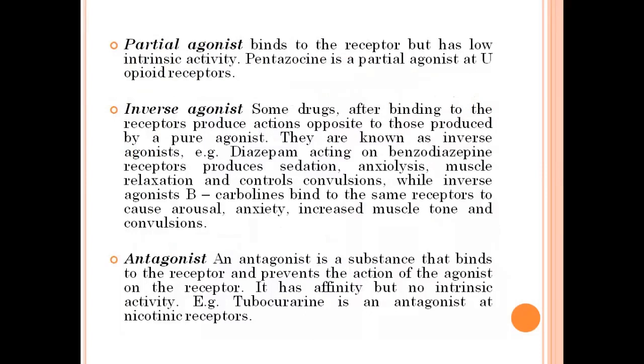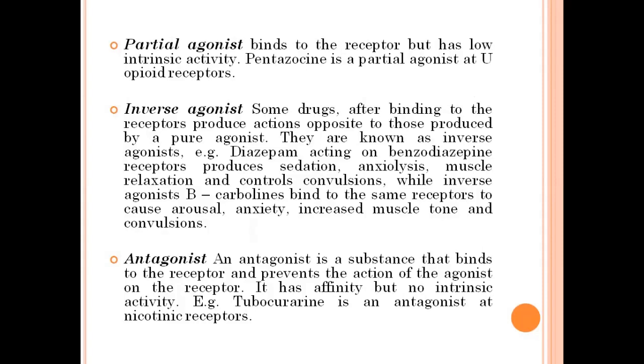Next, we see partial agonist. Partial agonist binds to the receptor but has low intrinsic activity. Pentazocine is a partial agonist at the mu-opioid receptors. Okay. So what is a partial agonist? It will bind to the receptor but its intrinsic activity is low. Next we see inverse agonist. Some drugs after binding to the receptors produce actions opposite to those produced by a pure agonist. They are known as inverse agonists.